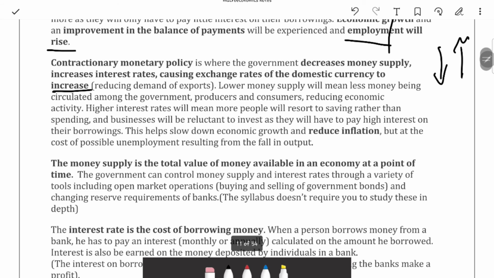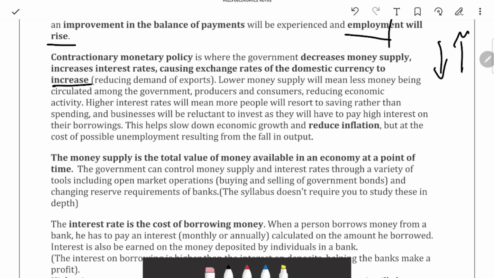Now, the money supply is the total value of money available in the economy at a particular time. Okay, so because I'm referring to money supply so many times, it's important to understand what this is. Now, the government can control the money supply and interest rates through a variety of tools, like buying and selling the government bonds and reserve requirements. But again, you do not need to know a lot about this in the syllabus.